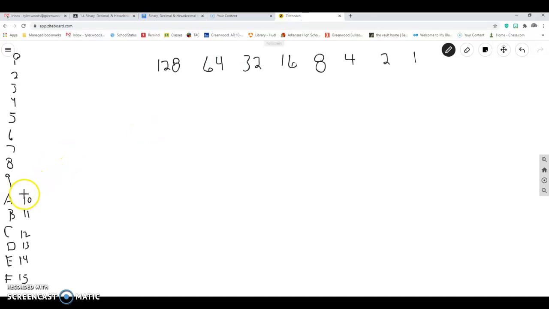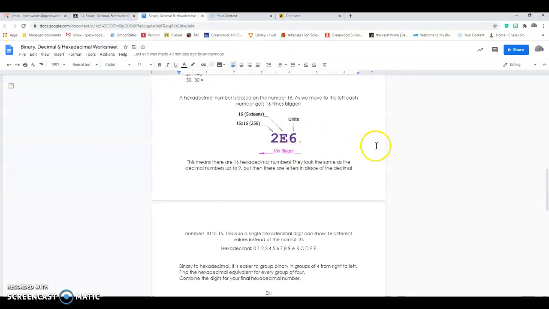using letters. When you get to 10, they use A, 11 they use B, 12 they use C, 13 D, 14 E, and 15 F, and of course there's 0 through 9, which is the first 10. Anyways, I'm talking about this worksheet. It says as we move to the left, each digit gets 16 times larger. We'll talk about that in just a second.